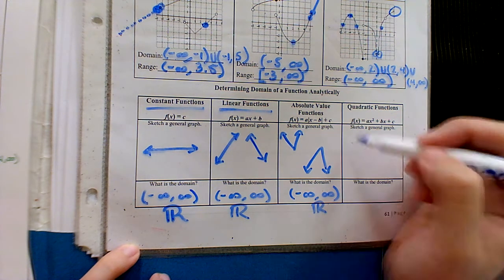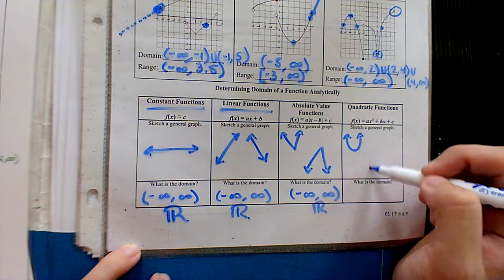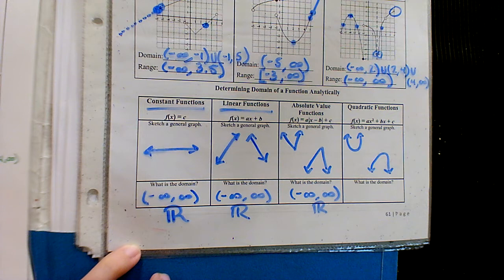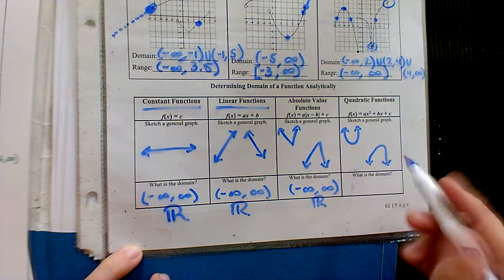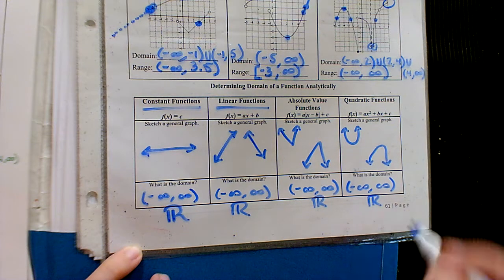Quadratics are the U shape. So again, depending on transformations, the U might go up or it could go down. If we were to trace it left to right, we would never have to pick up our pencil. No holes, no asymptotes. So all real numbers.